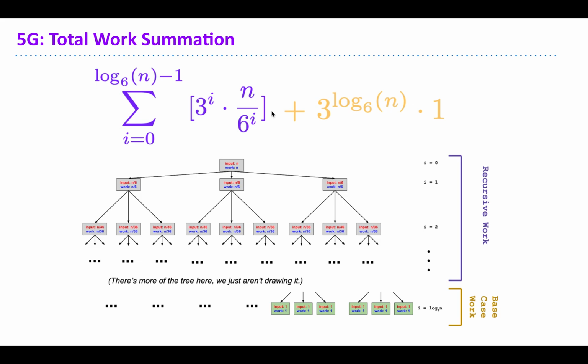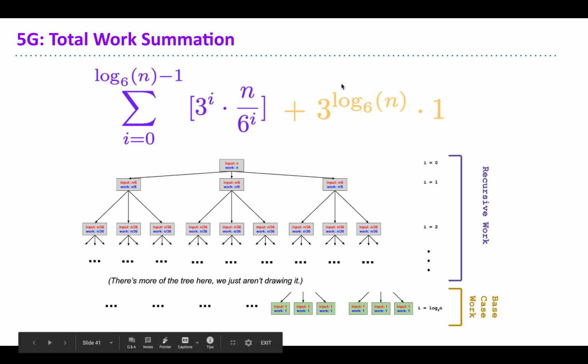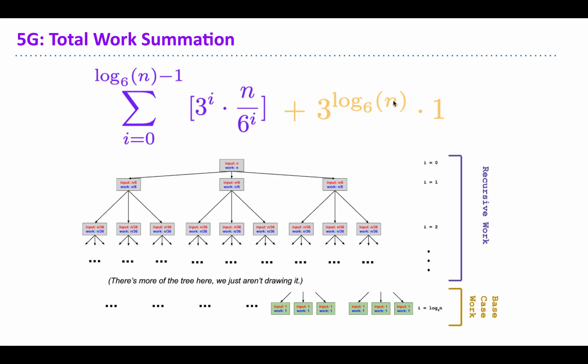I just flashed this slide at everyone, but don't worry, we're going to decompose this. The first thing I want to start with is the base case work. Notice I have 3 to the log base 6 of n times 1. That comes from the fact that we have one base case level, not multiple. We already figured out that the work done at the base case level is this answer from 5F, the total amount of work done in the base case level. Every recursion tree is going to have at least one base case level.